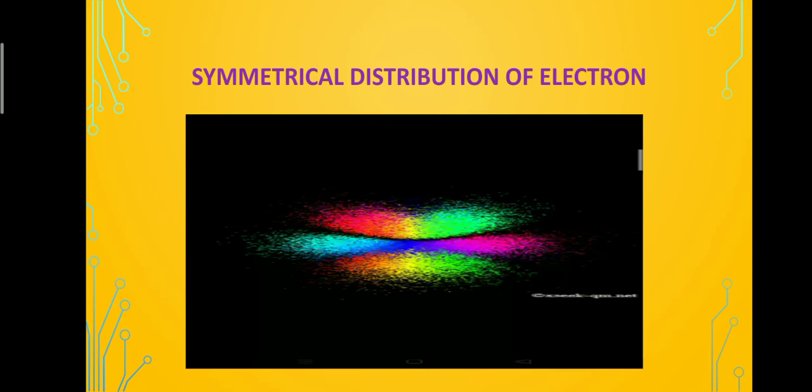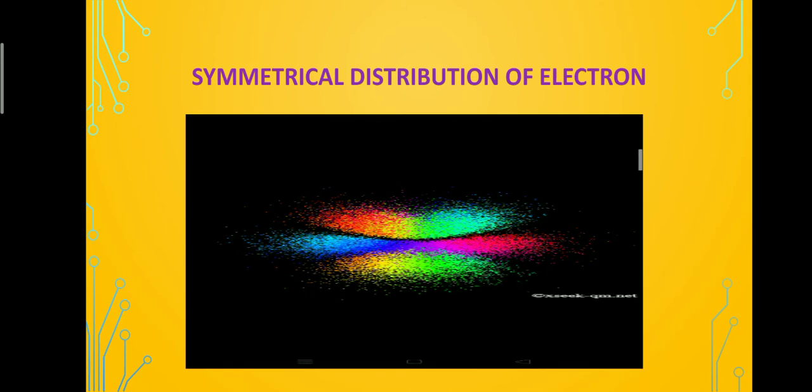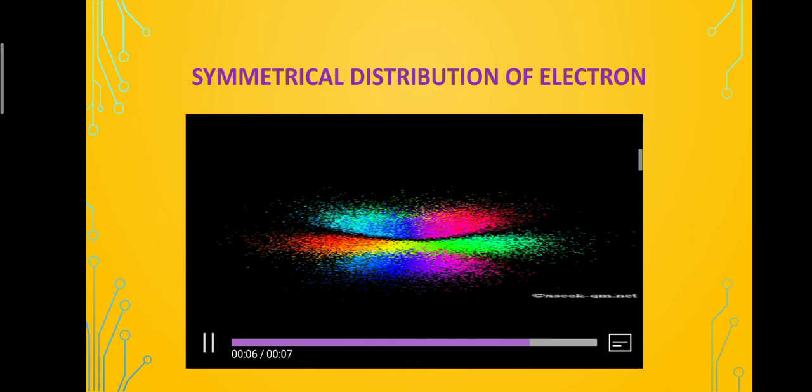Okay, so this is the shape of the degenerate p orbital, and you can look at how the electrons are revolving around. So this is a degeneracy level of p orbital. The p orbital is dumbbell shaped, and you have three levels: px, py, and pz. And you can see the electrons in the three degeneracy levels.